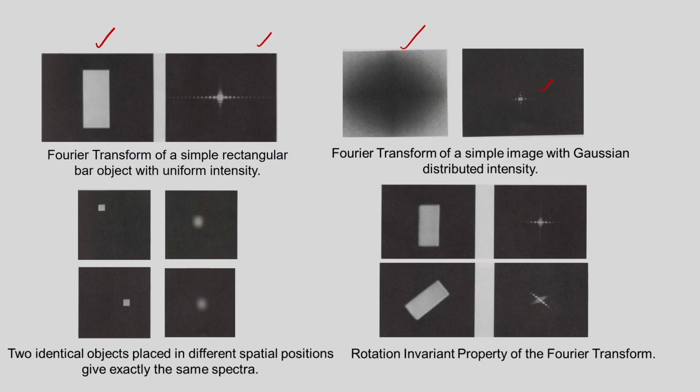In the third example I am considering two identical objects placed in different spatial positions, and corresponding to this, if you see here, this object is placed here, this object is placed here. Corresponding to this, I am getting exactly the same Fourier spectrum. And in the last example, I am considering the rotation property of the Fourier transform. So this object is rotated. If you see, in this case, if it is rotated, the Fourier transform is also rotated. That is called the rotational property of the Fourier transform.